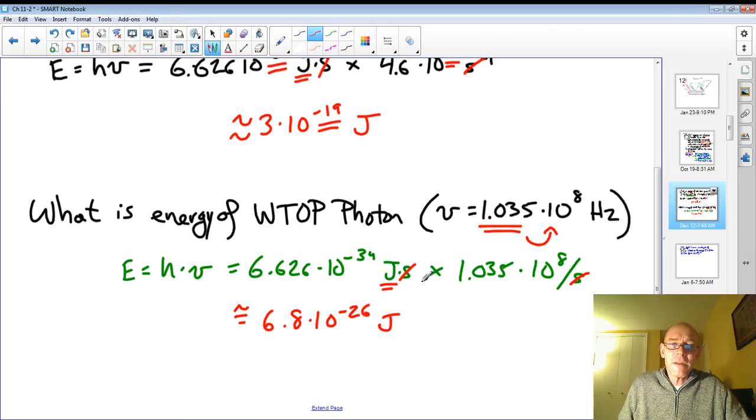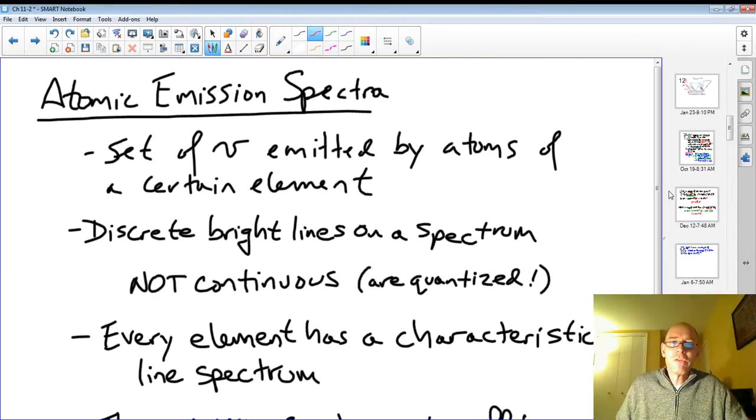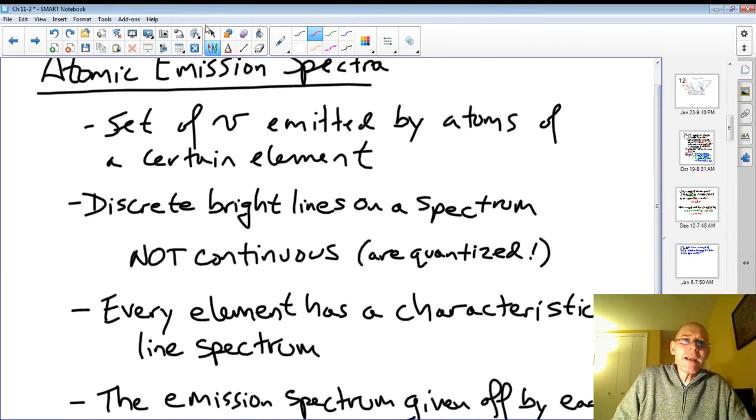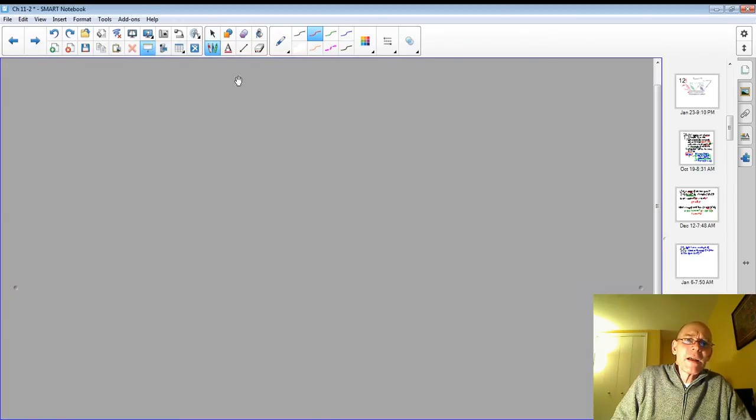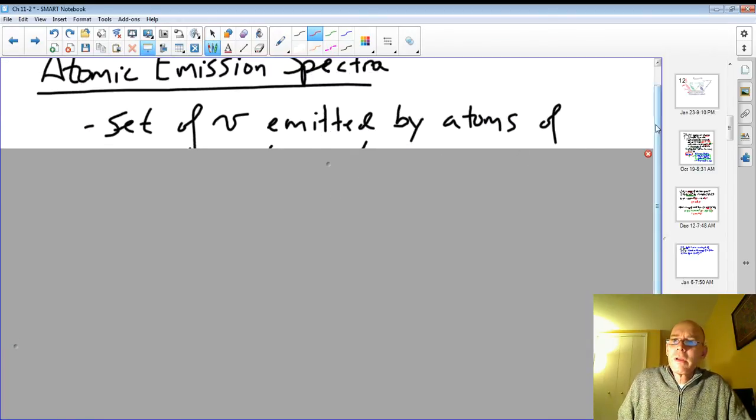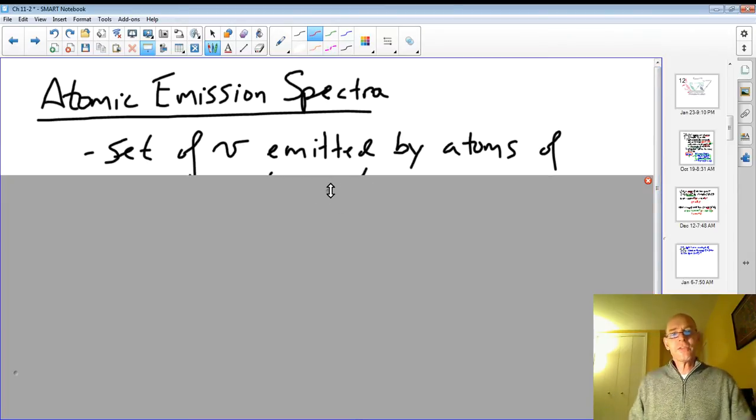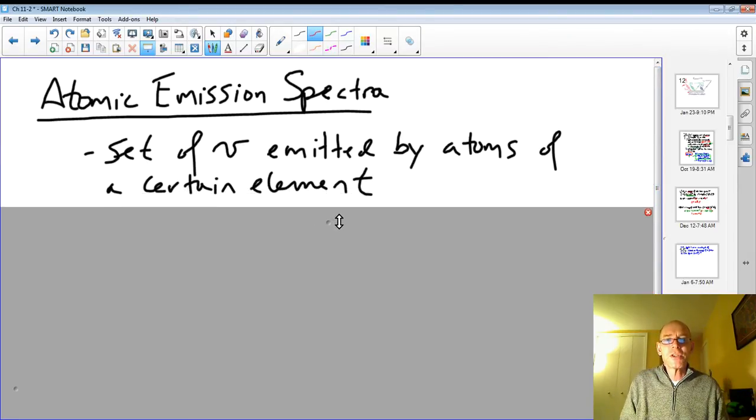Still tiny, but much, much greater than a low energy photon. All right, moving on. So what do I mean by the fact that elements have their own colors with which they shine? This is what's called the atomic emission spectrum.